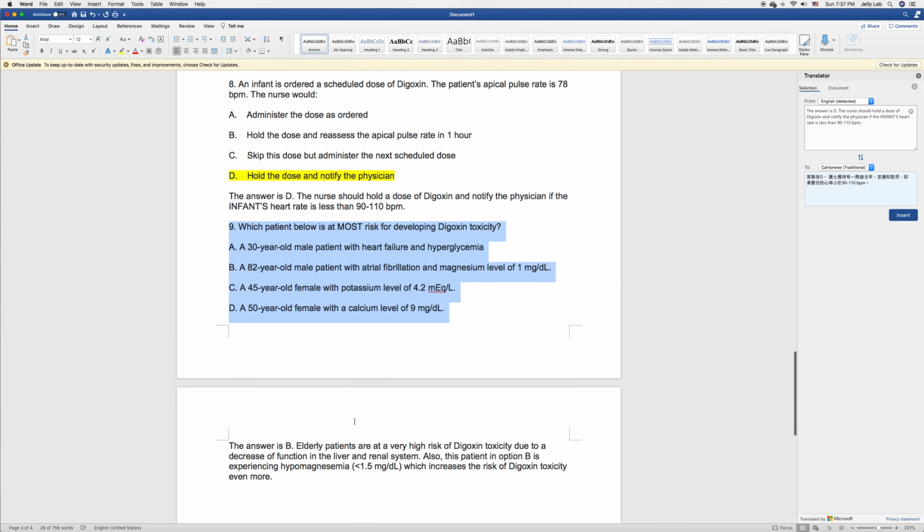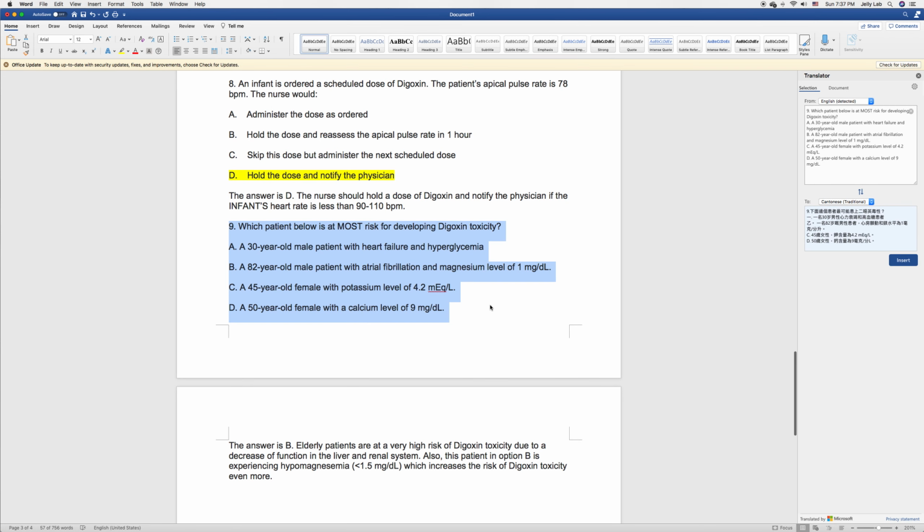9. Which patient below is at most risk for developing digoxin toxicity? A. A 30-year-old male patient with heart failure and hyperglycemia. B. An 82-year-old male patient with atrial fibrillation and magnesium level of 1 mg/dL. C. A 45-year-old female with potassium level of 4.2 mg/dL. D. A 50-year-old female with a calcium level of 9 mg/dL.